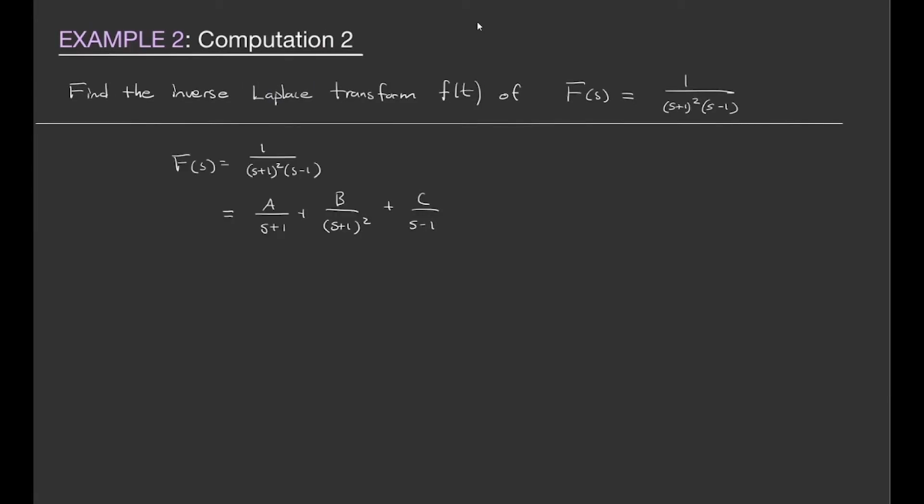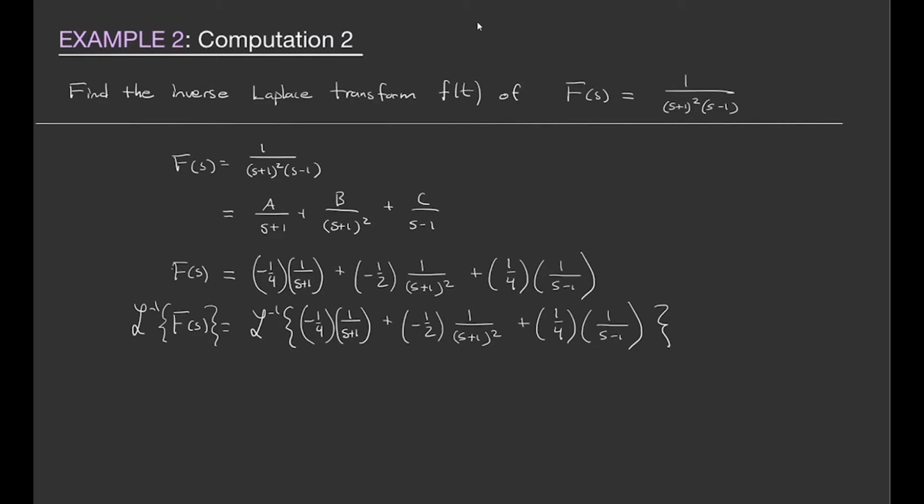Now what we found is that F of s can be written in this way, where A, B, and C we've determined as follows. Now at this point, we'll apply the inverse Laplace transform to both sides. Notice that we've applied the inverse Laplace transform to this whole expression on the right. Using the fact that the inverse Laplace transform is linear, we're able to rewrite it in the following way.